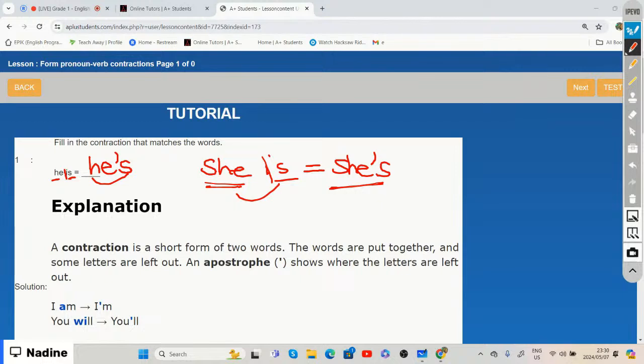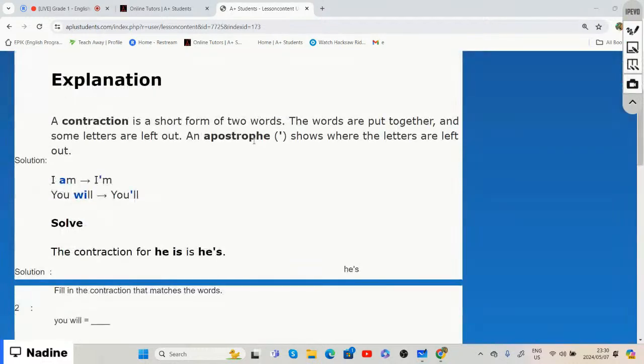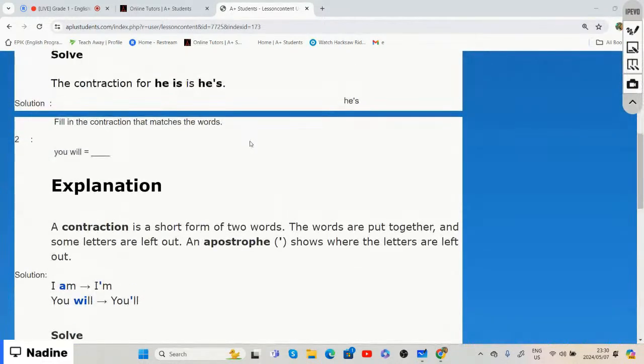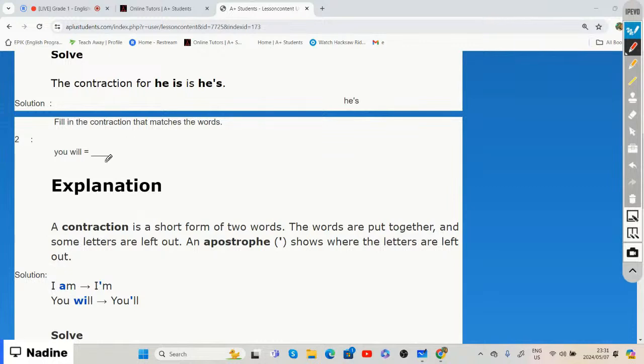All right. Then that is going to be our first activity or example. You will. What is the shortened form for the word you will? What do you think is a shortened form for the word you will? The contraction of you will.